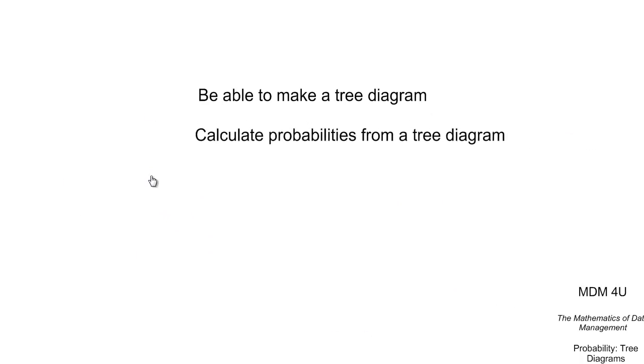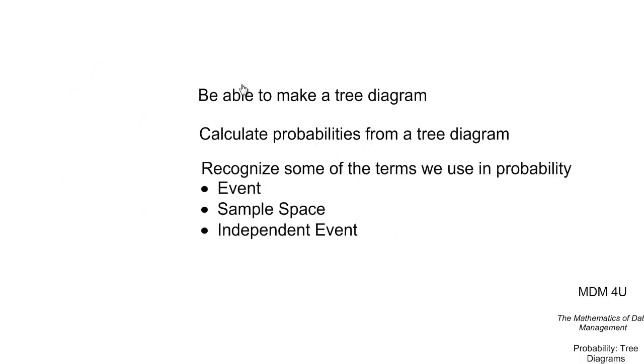Now, when we're done here, you should be able to make a tree diagram. You should be able to calculate probabilities from a tree diagram, and you should be able to recognize some of the terms that we'll be using in our probability unit. That is, things like event, sample space, independent event, and outcome.